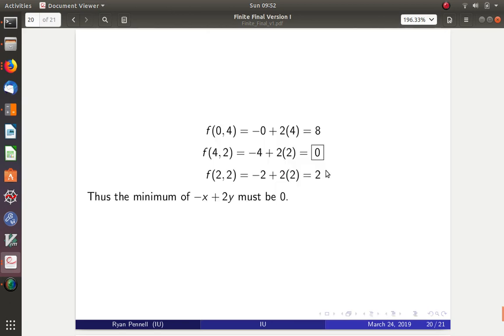Alright, so let's plug those points in. So I plug in 0, 4, I get negative 0 plus 2 times 4 is 8. Plug in the point 4, 2, and that's negative 4 plus 2 times 2, which ends up being 0. And then I plug in 2, 2, negative 2 plus 2 times 2 is just equal to 2. So the minimum is right here. So thus, the minimum of negative x plus 2y must be 0.